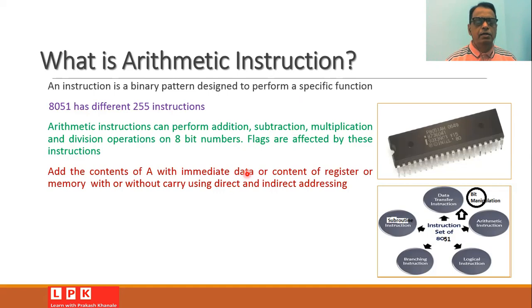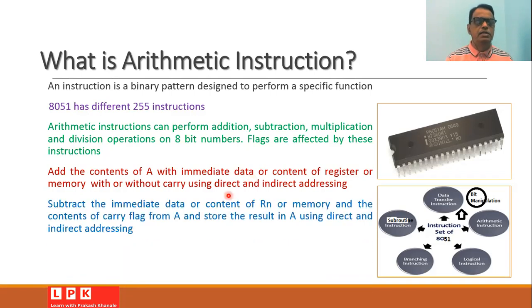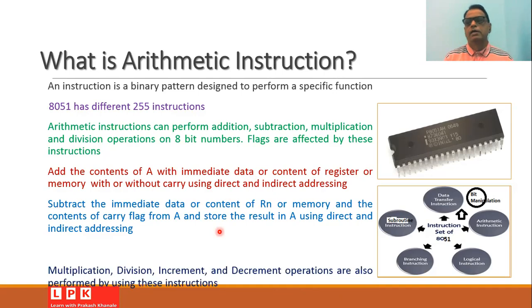So we can add the content of the accumulator with the immediate data. Also, it is possible to add the content of some register with the accumulator, or add the content of a memory location with the accumulator. And for this, you can make use of direct and indirect addressing. Also, by using arithmetic instructions, you can subtract the data of a register from the accumulator or memory, and store the result in the accumulator. And for this also, you can make use of direct and indirect addressing.